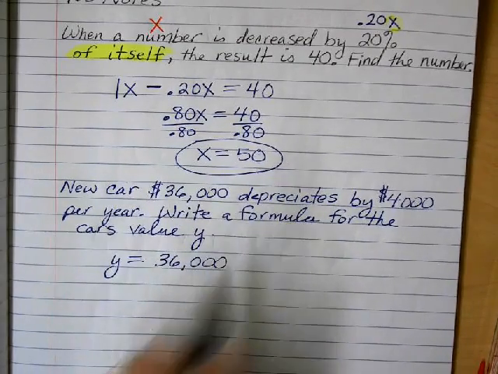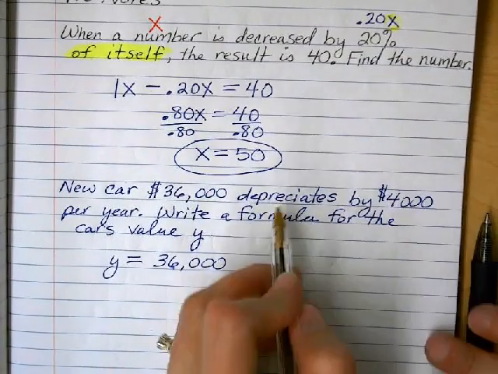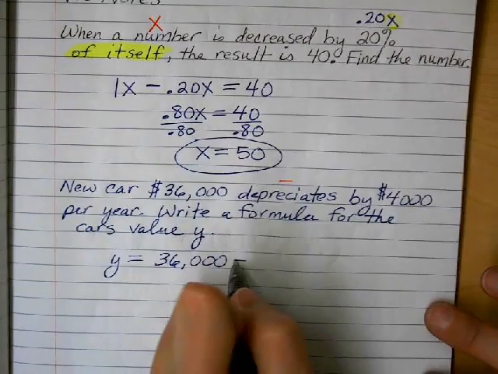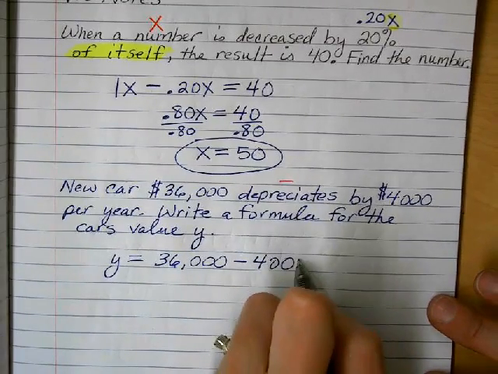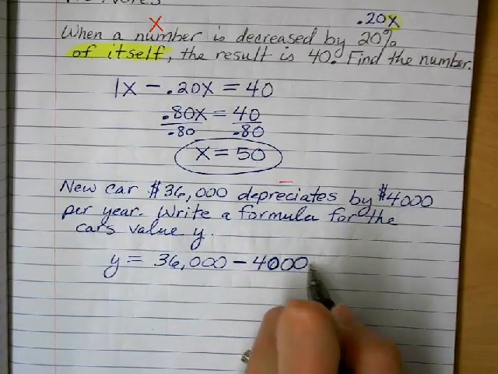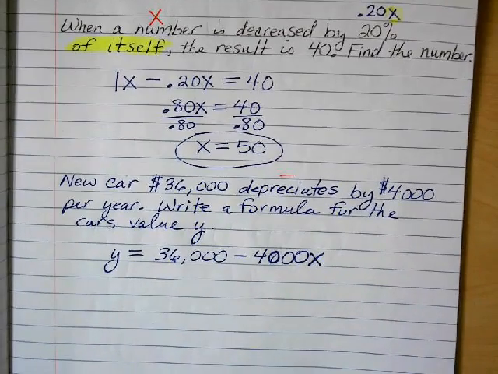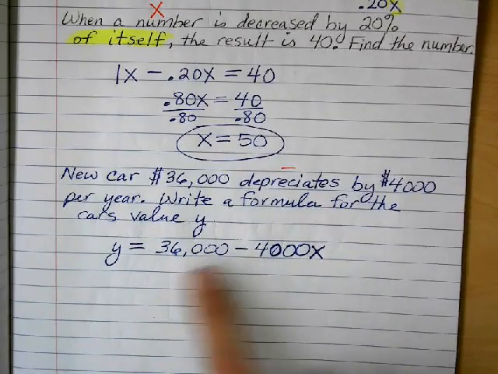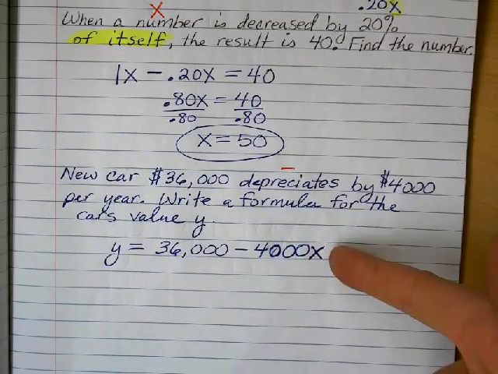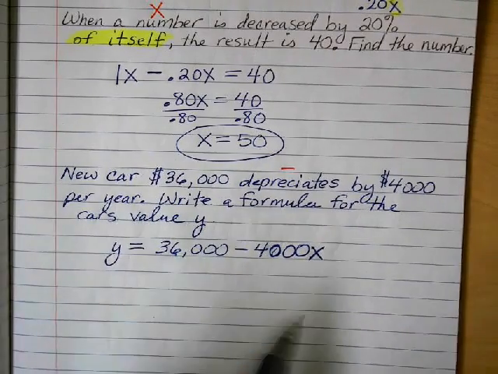Yeah, good job. So you start with the 36,000, and depreciate means something goes down. That's right, so it'd be minus. Depreciate's like minus. Good job. So minus 4,000 per year. It's 4,000 every single year, it's going to go down by 4,000. So this is where you need a variable. So it'd be like 4,000x, where x could be however many years. Like if it's 2 years, you'd take 4,000 times 2 and then subtract. Okay, now writing a formula, that's not too bad.